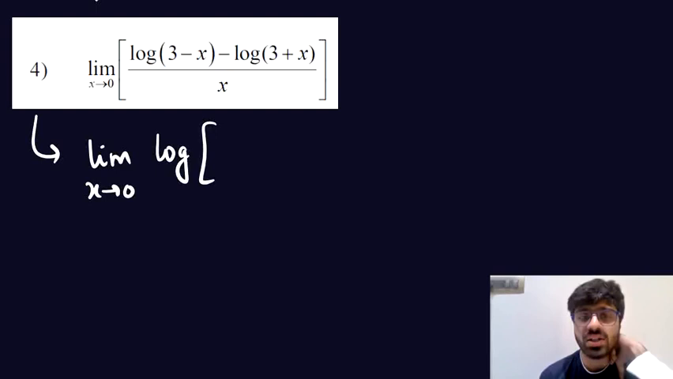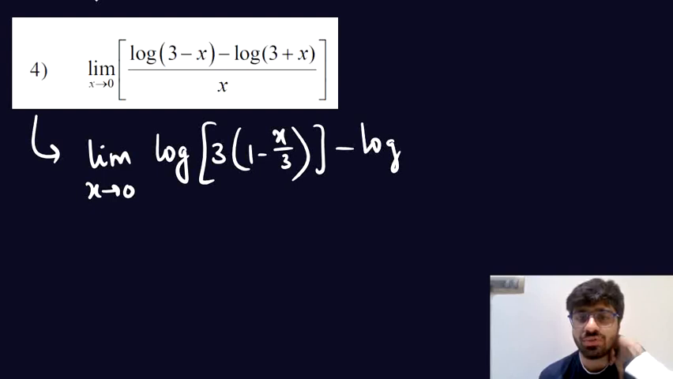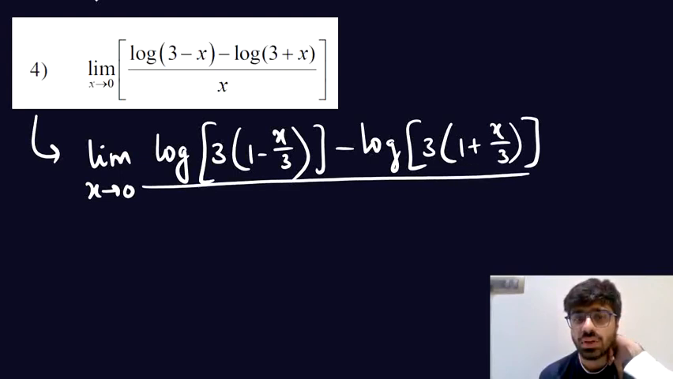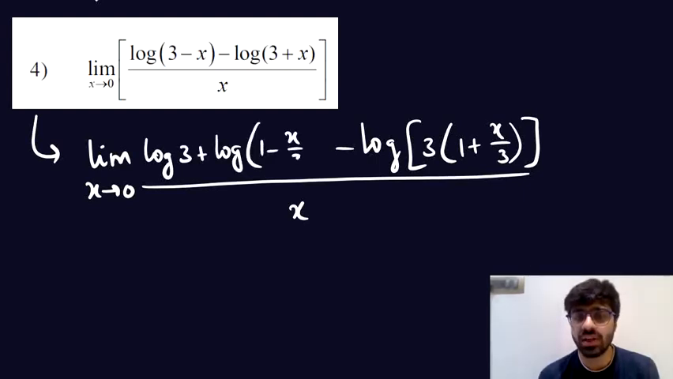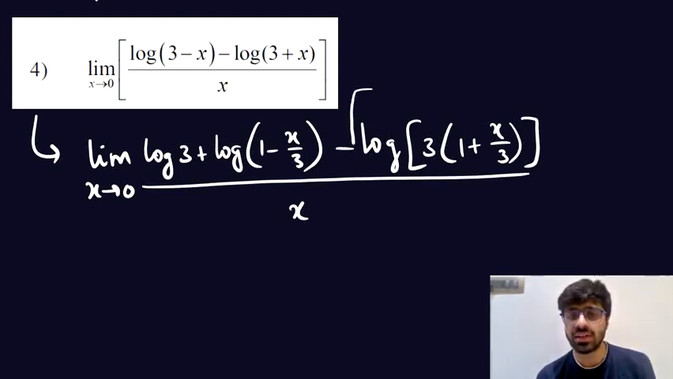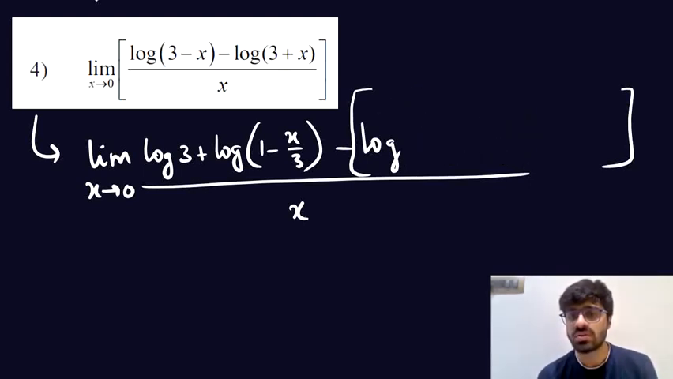So we can write the first bracket as log of 3 into 1 minus x upon 3 minus log of 3 into 1 plus x upon 3, the whole divided by x. Log of a into b is like log a plus log b. So the first term becomes log 3 plus log of 1 minus x upon 3. Similarly, let's keep this entire thing in one bracket. Even this term is like log of a into b, which can be written as log a plus log b. So this will be log 3 plus log of 1 plus x upon 3.